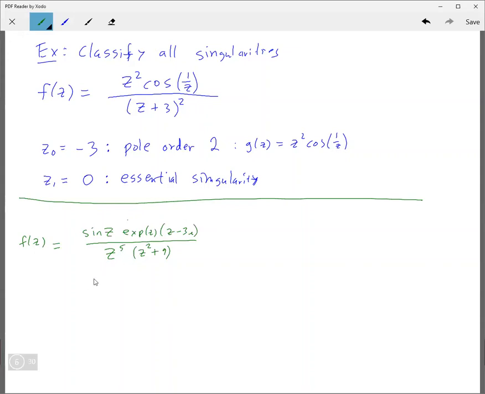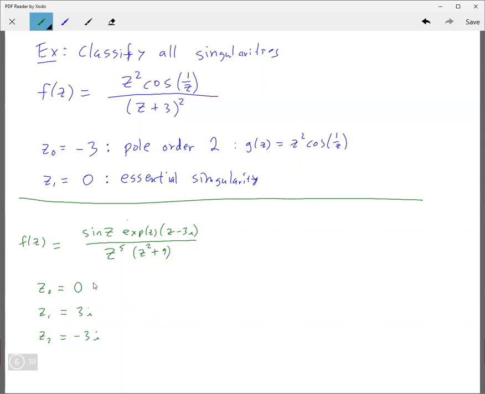Okay, so everybody tell me a singularity. What are the singularities? 3. Oh, no, actually, it's not. 0. Now 3 isn't, but 3i is, right? Oh, yeah. And then so is -3i. Okay, so there's 3 singularities.